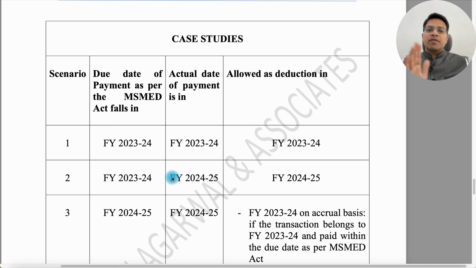and it will be allowed in the financial year 24-25. In the first example which we discussed, the due date was in 23-24. You had made the payment also to the supplier in 23-24. Hence the deduction was also allowed in 23-24. In the second example, the due date was in 23-24, but you made the payment to the supplier in 24-25. Hence this will be allowed as deduction to you in 24-25 and not in 23-24.